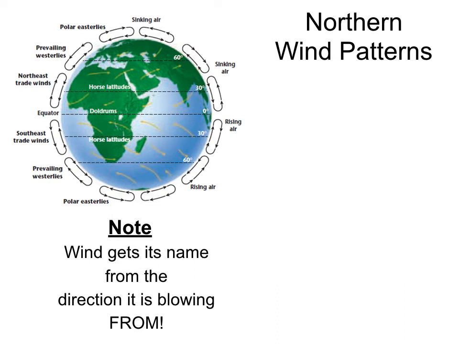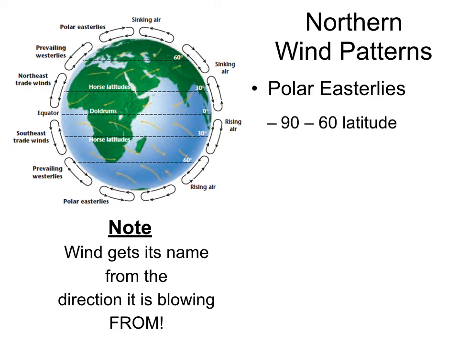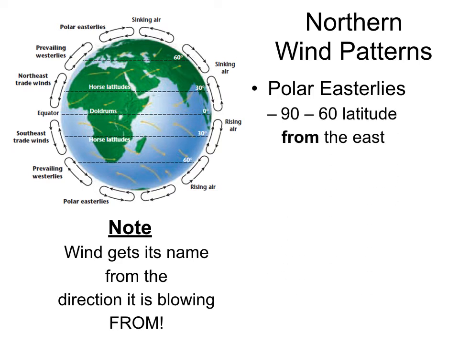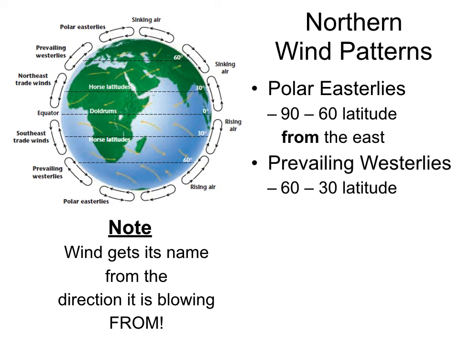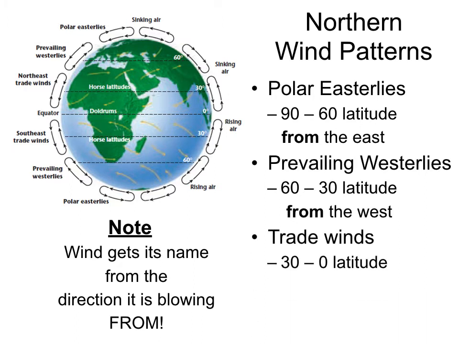Just now you mentioned that wind gets its name from the direction it comes from. If it comes from the west, you call it westerly; if from the east, you call it easterly. So polar easterlies, naturally, because at the pole it's coming from the east. That is 90 to 60 degrees latitude, from the east. Similarly, prevailing westerlies are 60 to 30 degrees latitude, coming from the west. And trade winds, 30 to 0 degrees latitude, are from the east. So it's mostly easterly.